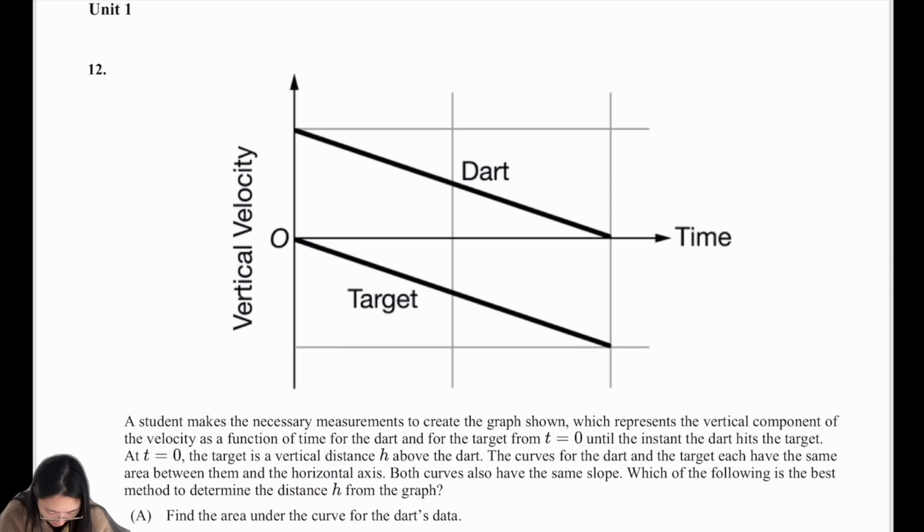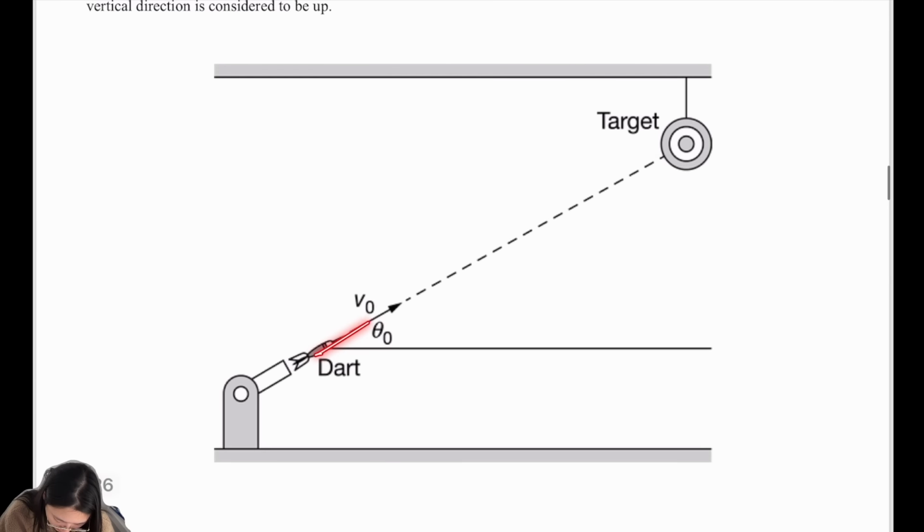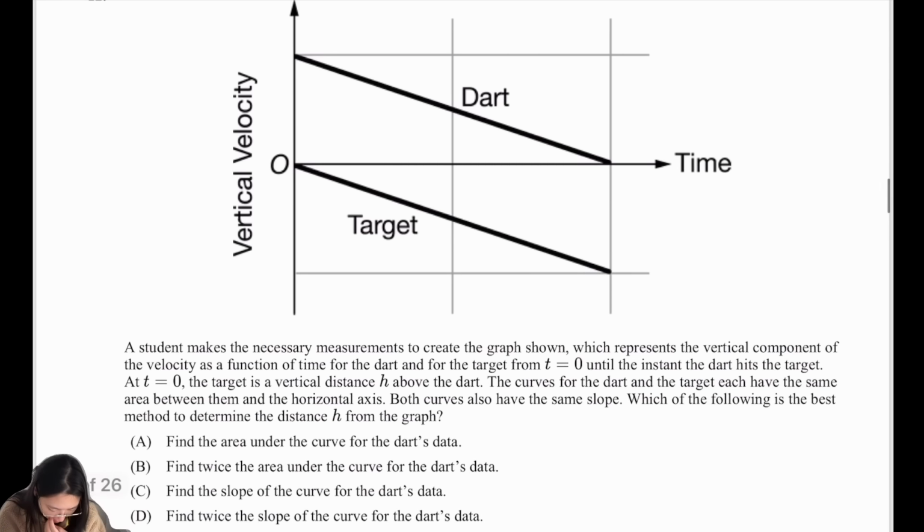A student makes the necessary measurements to create the graph shown, which represents the vertical component of the velocity as a function of time for the dart and for the target from t equal to 0. This is for the dart, this is for the target, until the instant the dart hits the target. At time t equal to 0, the target is a vertical distance h above the dart. The curves for the dart and target each have the same area between them and the horizontal axis. Both curves also have the same slope. Which of the following is the best method to determine the distance h from the graph?